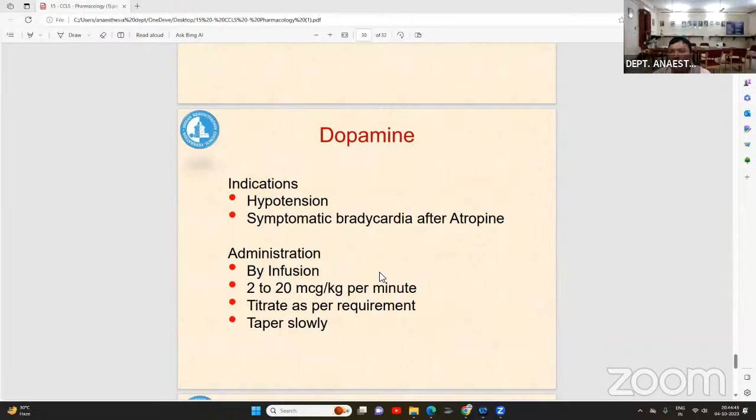Always, any infusions you are not supposed to stop immediately. Any infusions you have to taper very slowly, either norepinephrine or dopamine.